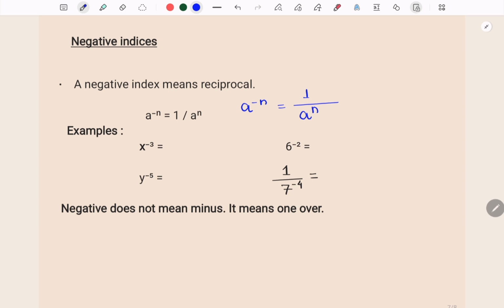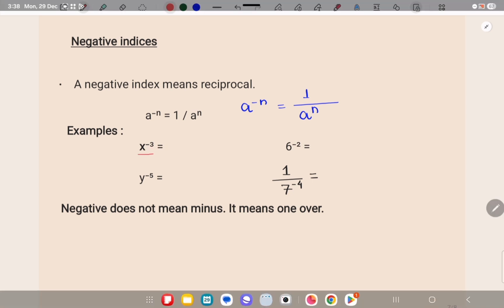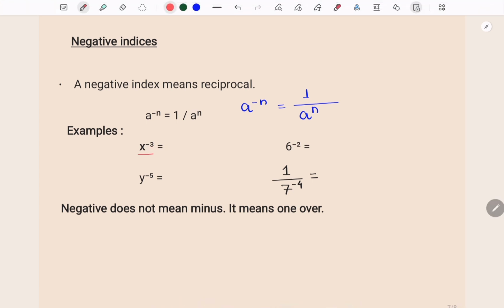Let's take a few examples. Here we have x raised to the power minus 3. X raised to the power minus 3 means 1 over x raised to the power plus 3. See the next example. We have 6 raised to the power minus 2. 6 raised to the power minus 2 means 1 over 6 raised to the power plus 2. That is 1 divided by 36.